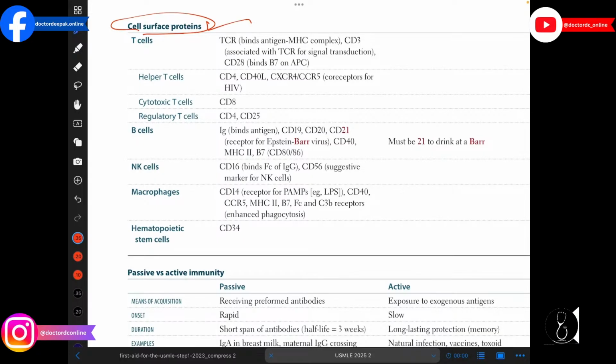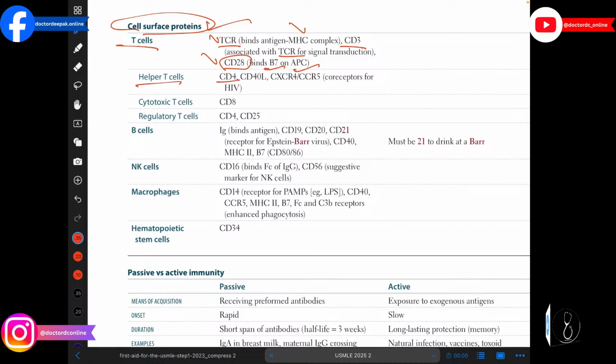Now we are going to start with cell surface proteins. You already know that in the previous chapter we discussed T cells, B cells, activation, and all those things, and that there are some markers present. On T cells, there is one important receptor, the T cell receptor, which binds the antigen-MHC complex. They have CD3 associated with the TCR for signal transduction, and also CD28. These are needed for the double signal, the co-stimulatory signal for the activation of T cells, and CD28 binds with B7 on APCs, the antigen presenting cells.